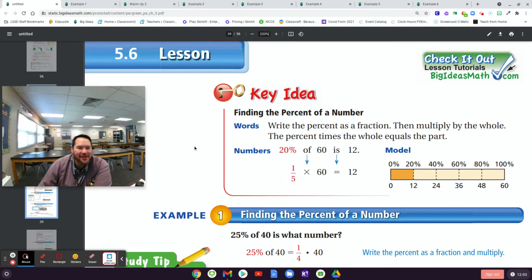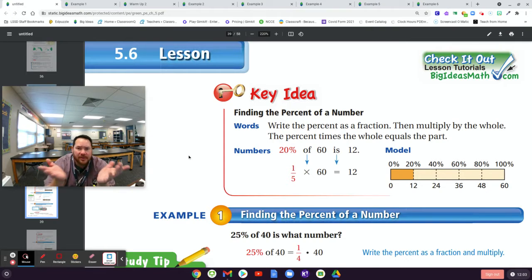Well, ahoy mateys, here we are doing 5.6, which is all about finding percents of numbers and finding numbers that represent percents of numbers. We'll get into that. All right, so this is what you're going to want to take some notes on. It's a little bit of how to find percents of numbers.